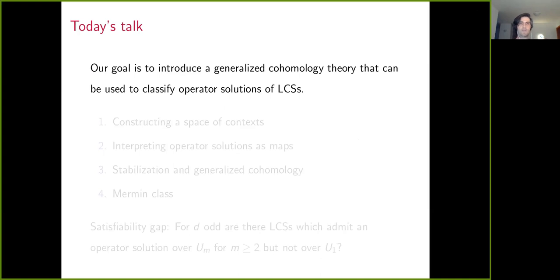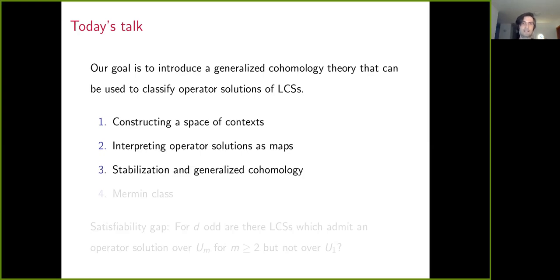So how is the path going to go? First, I'm going to tell you how to construct a space associated to contexts. And then I will tell you how to interpret operator solutions as maps into this space of contexts, or more correctly, a classifying space for contextuality. That's going to be a quotient space of the object in number one. Then there's a procedure that is very popular in algebraic topology called stabilization. And that procedure is the one that's going to give us the generalized cohomology that we are seeking.